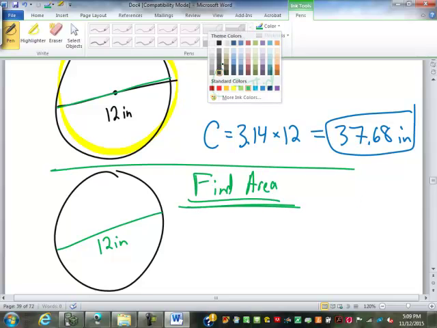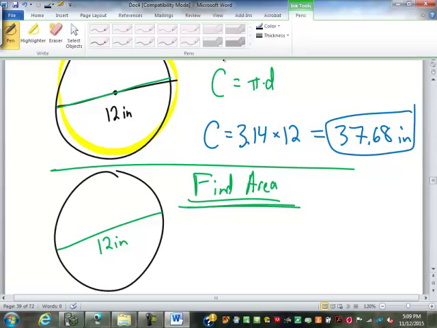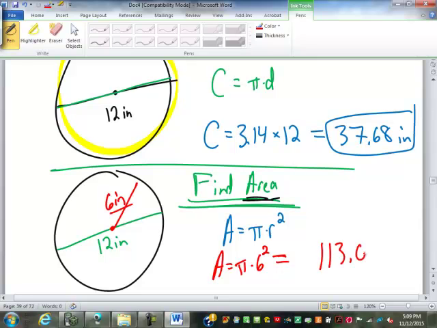Now this picture looks shockingly similar, but what did I ask you to find? The area. What's the formula for the area? Pi times radius squared. What's the radius here? Not 12, it is 6. Half the diameter. So the area is pi times 6 squared, which is 113.04 inches squared because it is an area.